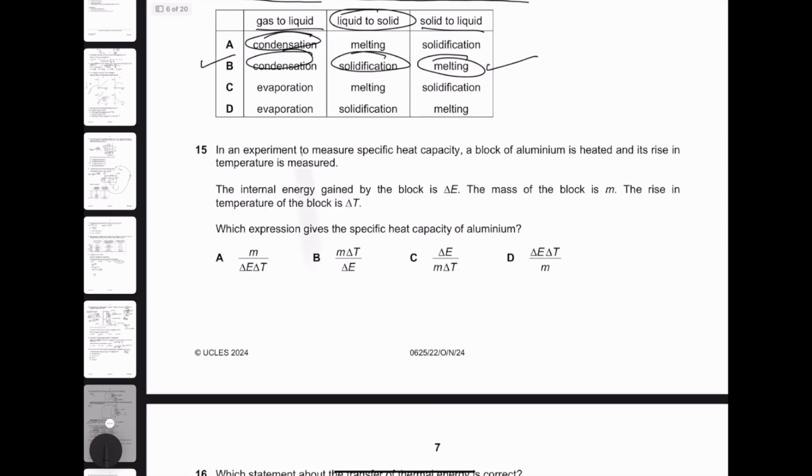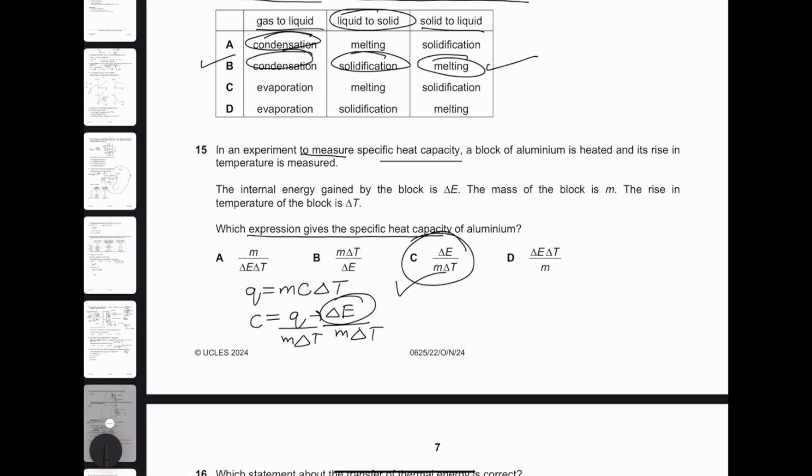In an experiment to measure specific heat capacity, they're simply asking you which expression gives the formula for specific heat capacity. We know that heat energy is equal to mass times specific heat capacity times delta T. So you can arrange for C, it will be Q upon M delta T, where Q is your energy change. So energy change over M delta T, your correct answer is C.